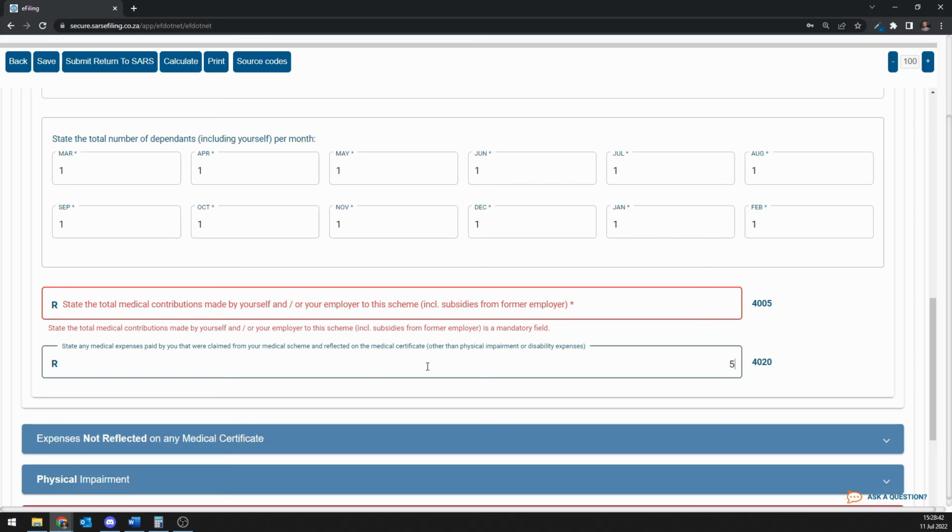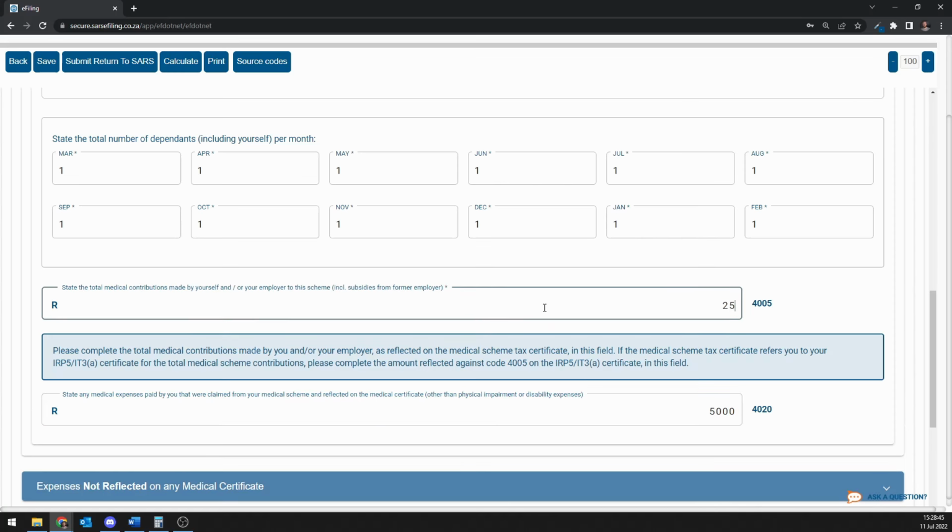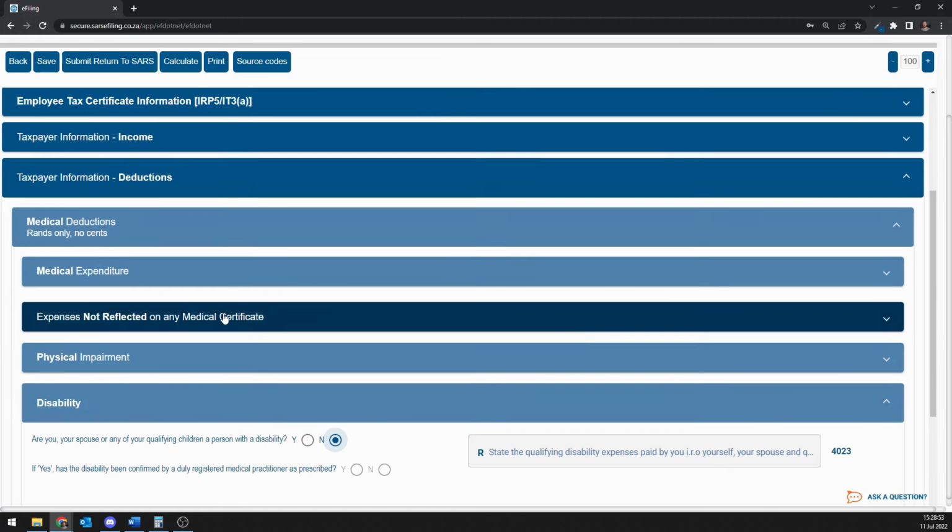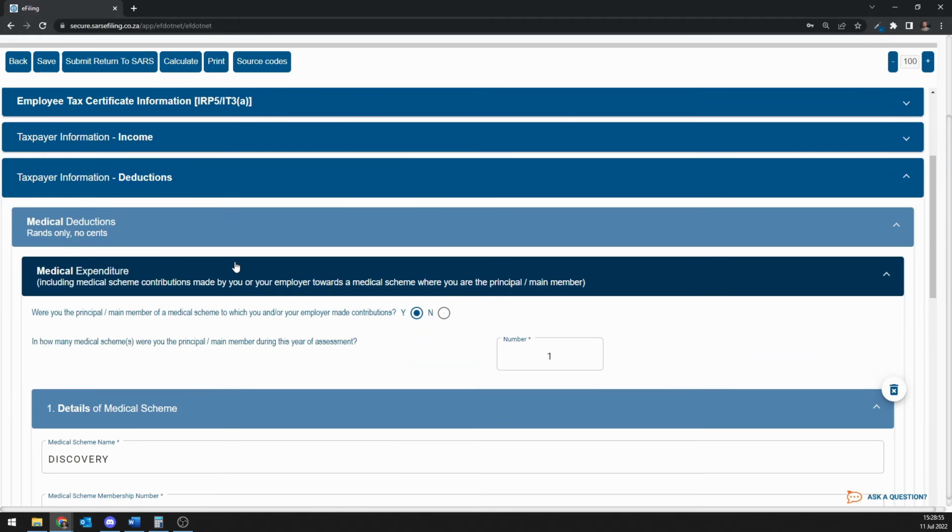So this might be like 5,000 Rand, total contributions might have been 25,000 Rand, and usually this is all you would need in order to complete the medical. And then for disability you say no. So now your medical section is complete.